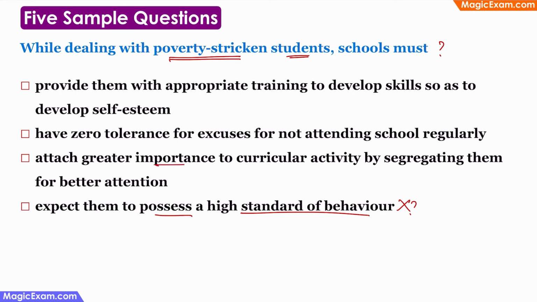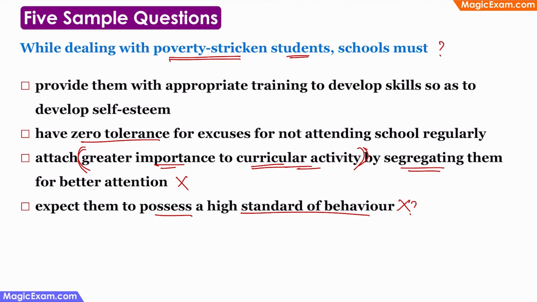Next, attach great importance to curricular activity by segregating them for better attention. Now here again, this might be okay because if you are giving them some extra attention and this is on the basis of equity, not equality, right? If you are giving them some extra attention, yes, but here you are giving great importance to curricular activity. Whereas the development of children requires attention to both curricular and extracurricular and co-curricular activities. Therefore, attach greater importance to only curricular activity. This part makes this statement incorrect. Therefore, we'll remove this.